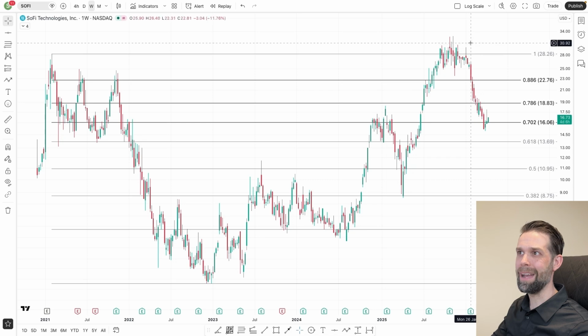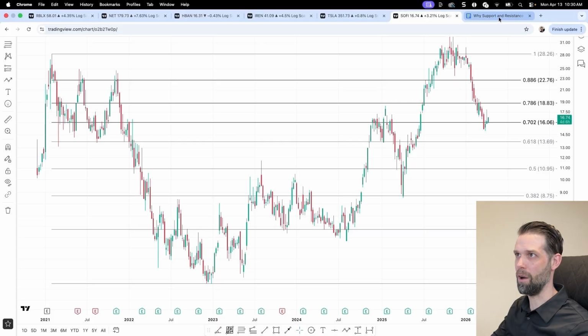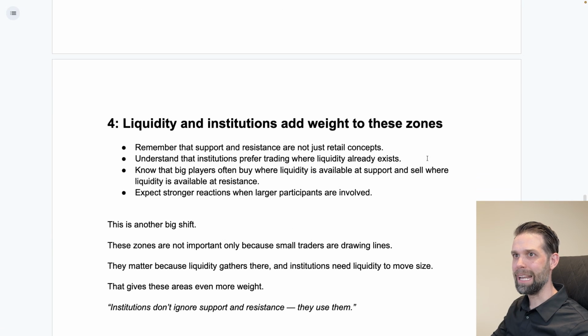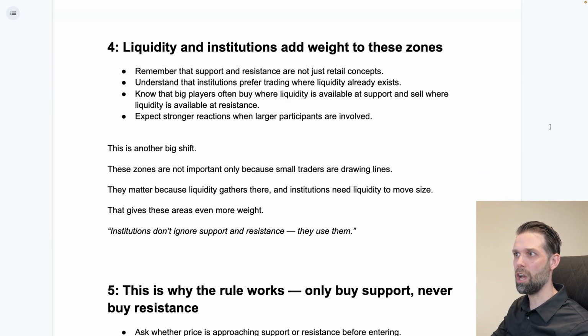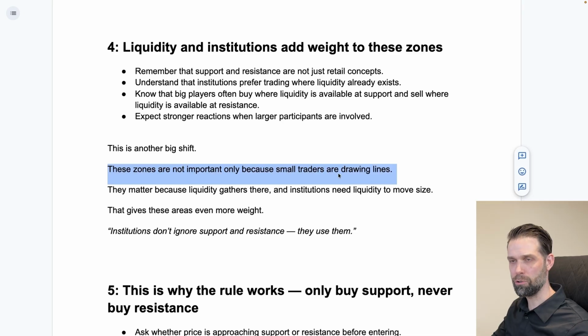So we don't want to buy support. We don't want to buy resistance. We want to buy support where other buyers are stepping in. Now, one other quick point is that it's not just you and I and retail traders who are looking at support and resistance. Liquidity and institutions add weight to these zones. So these zones are not only important because small traders like us are drawing lines on the charts. Institutions don't ignore support and resistance. They actually use them as well.